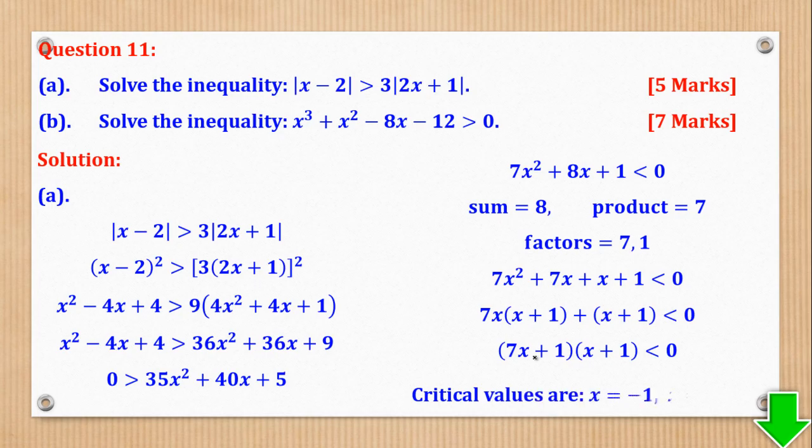The next is to get critical values. When this is 0, you get x equal to -1. When this is 0, you get x equal to -1 over 7. So note that you have arranged them in ascending order. The reason is because we're going to draw a table of signs, so I need to get values before this, which is x less than -1, then values between this, which is x greater than -1 but less than -1 over 7, and values after that, which is x greater than -1 over 7.